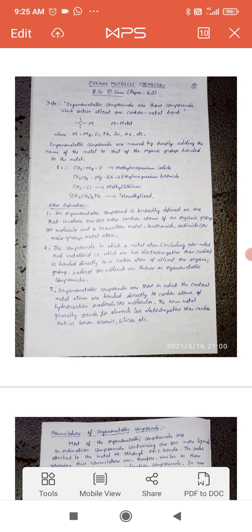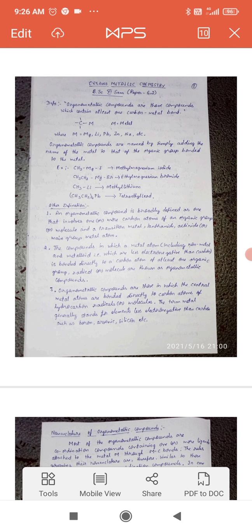The metal can be any, magnesium, lithium, lead, zinc, sodium, etc. Organometallic compounds are named by simply adding the name of the metal to that of the organic group bonded to the metal. Some examples of organometallic compounds: CH3MgI, methyl magnesium iodide; CH3CH2MgBr, ethyl magnesium bromide; CH3Li, methyl lithium; (CH3CH2)4Pb, that is tetraethyl lead. These are some very common examples of organometallic compounds.